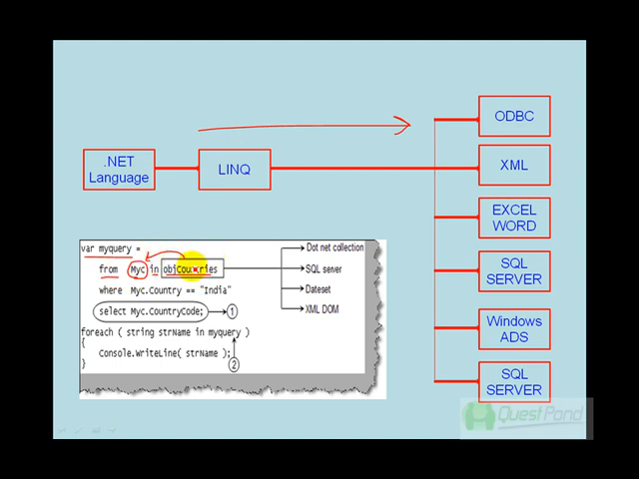MYC. Now this OBJ countries can be either an ODBC data source, a .NET collection, a data set, anything you can think of. So in other words, what we have written over here is a generic LINQ query which completely abstracts from us the way all these data sources work.